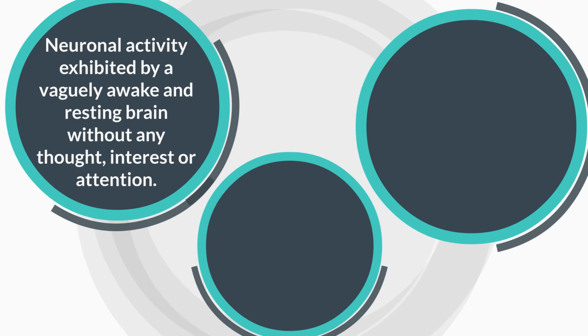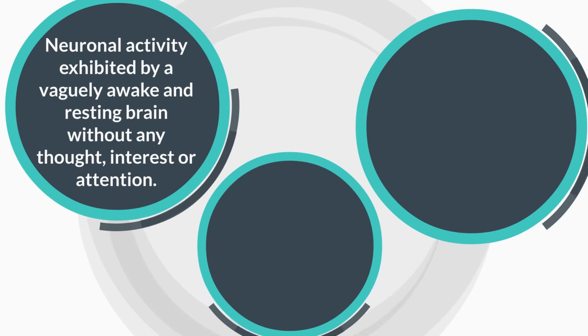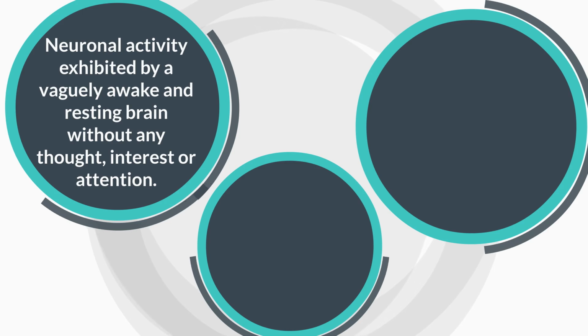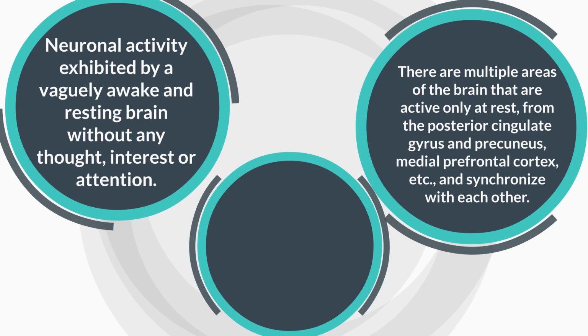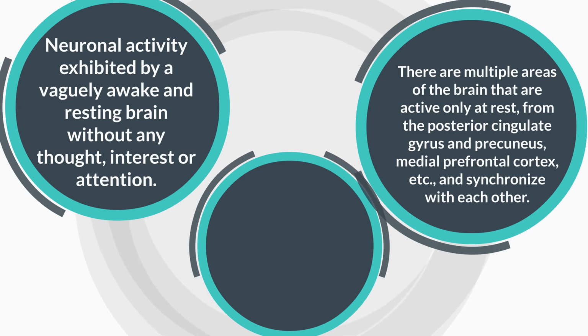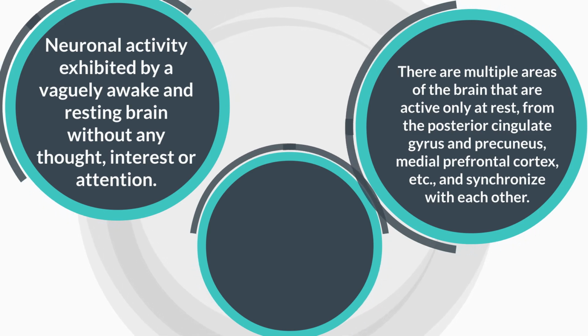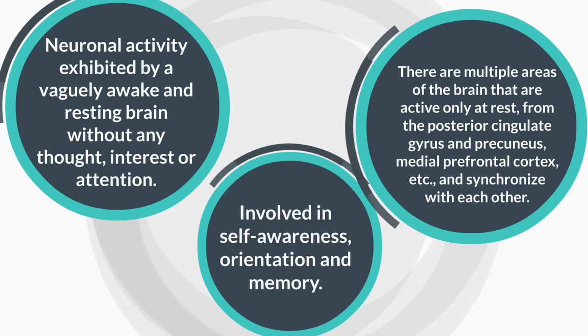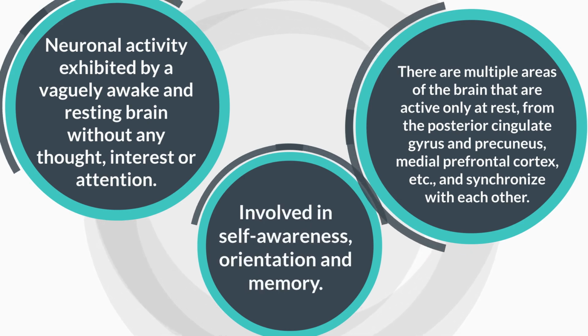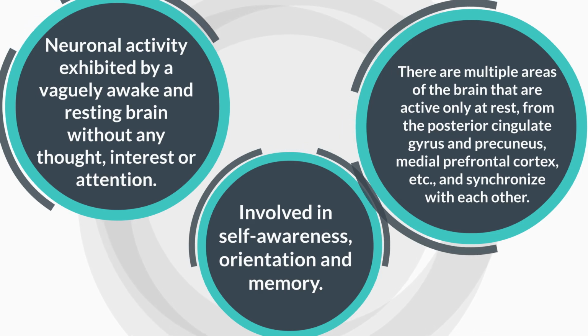The default mode network is the neuronal activity exhibited by a vaguely awake and resting brain without any thought, interest or attention. There are multiple areas of the brain that are active only at rest, from the posterior cingulate gyrus and precuneus, medial prefrontal cortex, and so on, and synchronize with each other. This network is involved in self-awareness, orientation and memory.